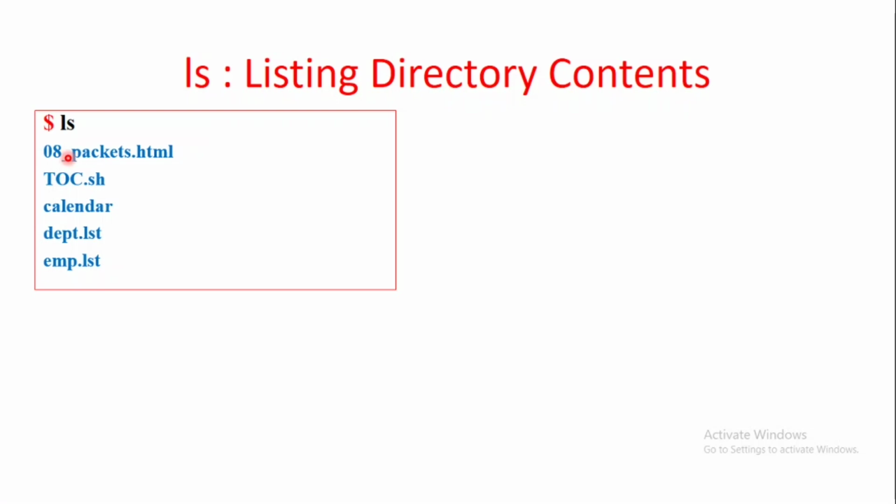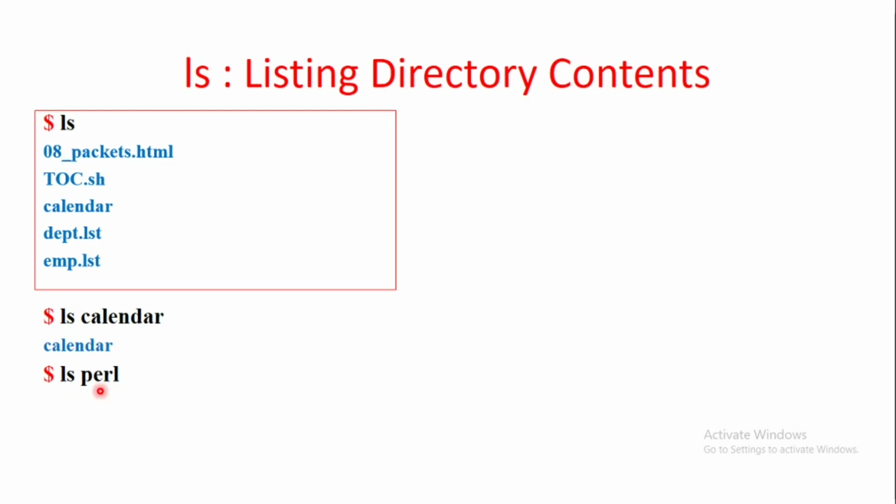And using ls, it is also possible for us to know whether a file exists or not. For example, if I give ls calendar, then it will display the name of the file. If I get an output like this, then the meaning of this is that calendar is a file that is present in the current working directory.